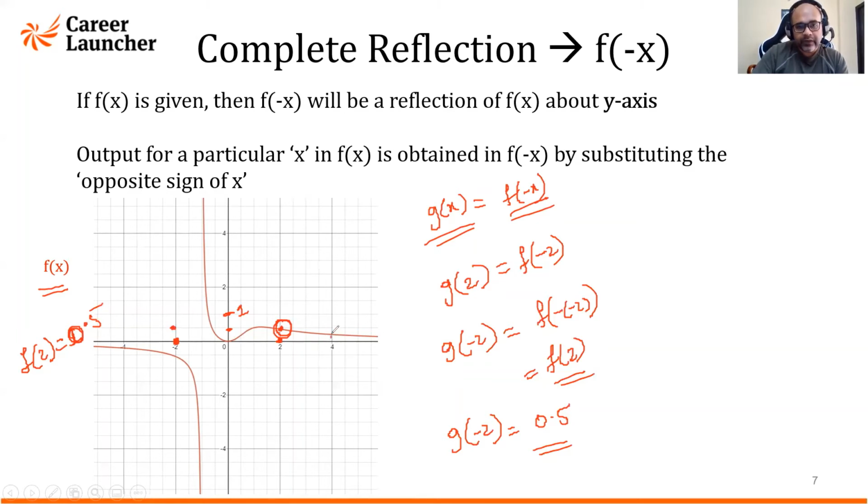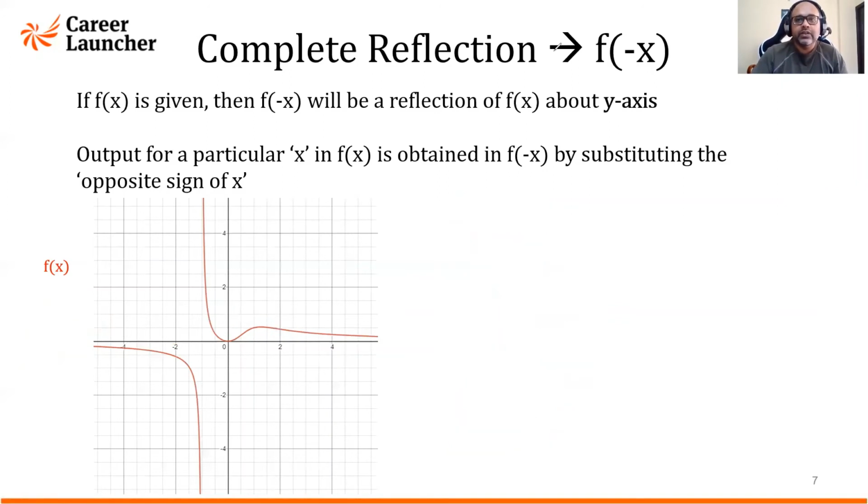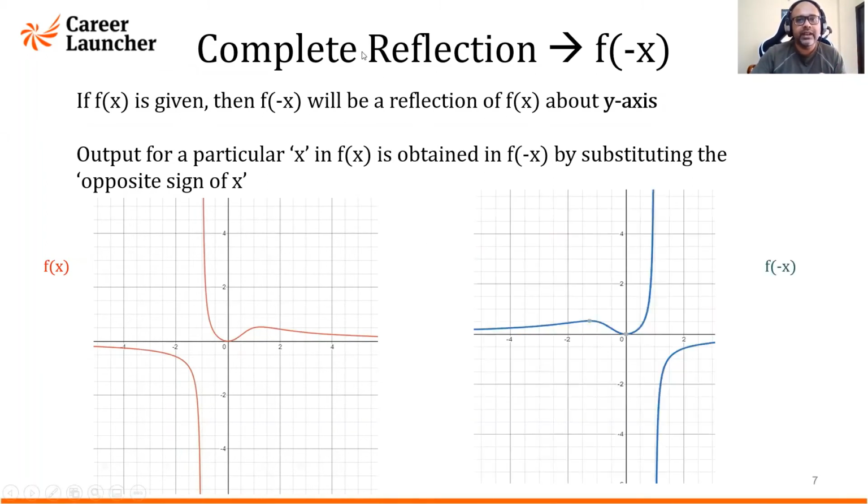So if I want this point, I will have to go here in my g of x. Everything on the right-hand side, you will get the output by putting it on the left-hand side with the same magnitude, which means effectively you are transferring every point on the right side to the left side, and vice versa. That is nothing but a reflection about your y-axis, and this is how your f of minus x will look. As you can see, it's a reflection with respect to your y-axis.